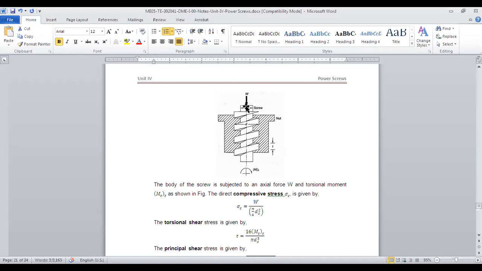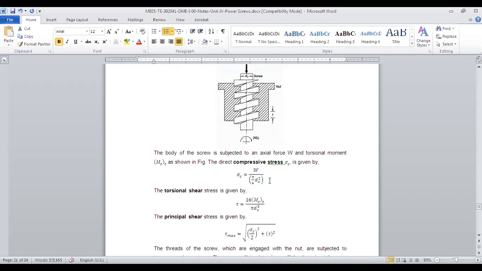Now see, I am just looking at this core part at the top. If it is vertical, you will raise or lower the load. If it is horizontal, you will clamp or hold the object. But in both cases, W will be your load. So the compressive force in the core part of your screw is W upon the area opposing that compressive force, and that area opposing is the core part. What is the diameter of the core? Pi by 4 DC square. Very simple.